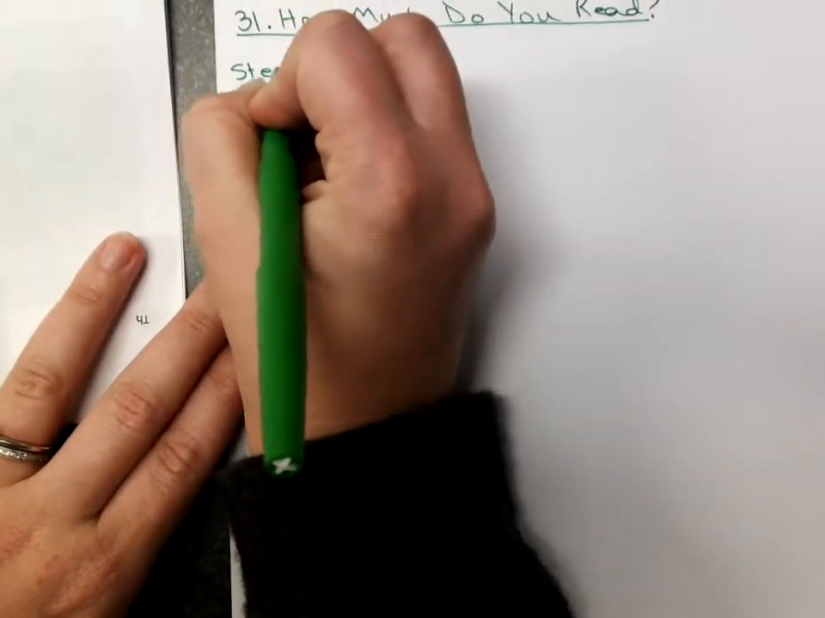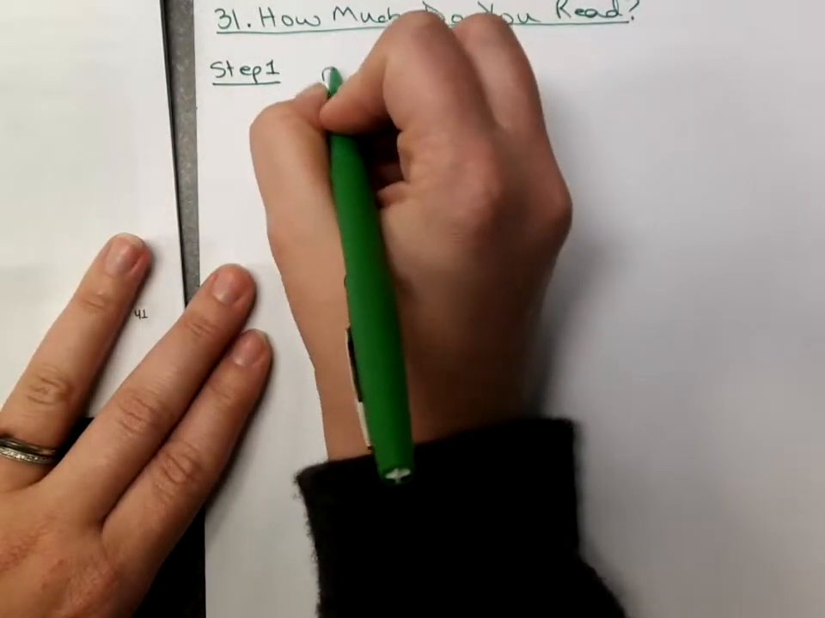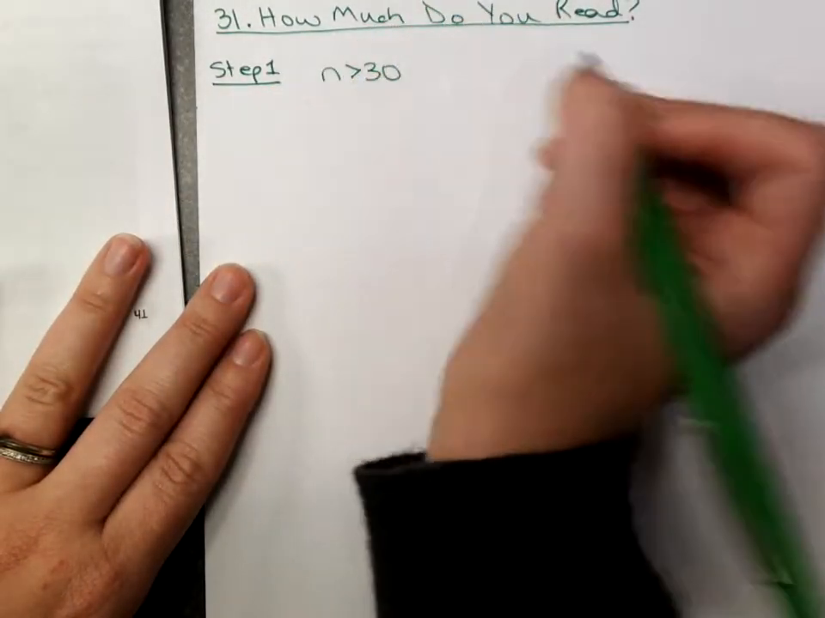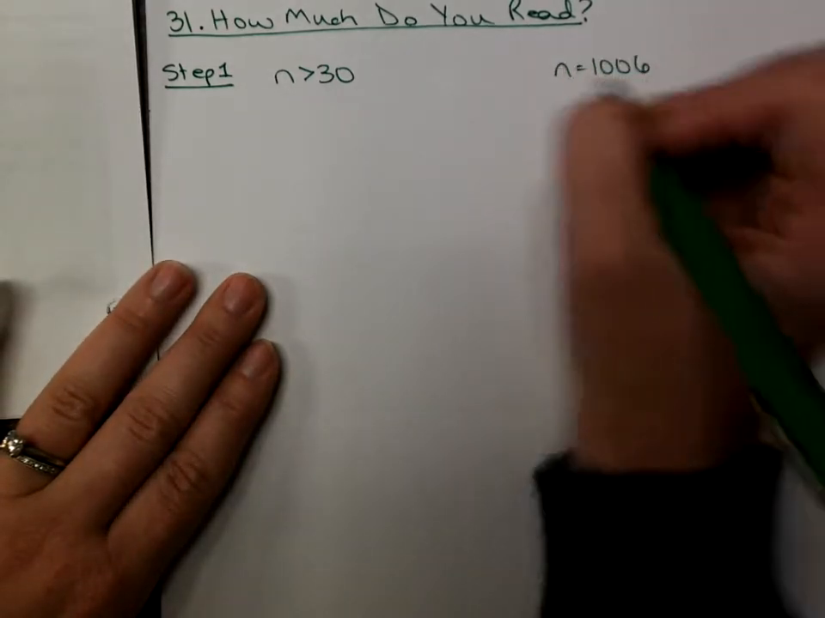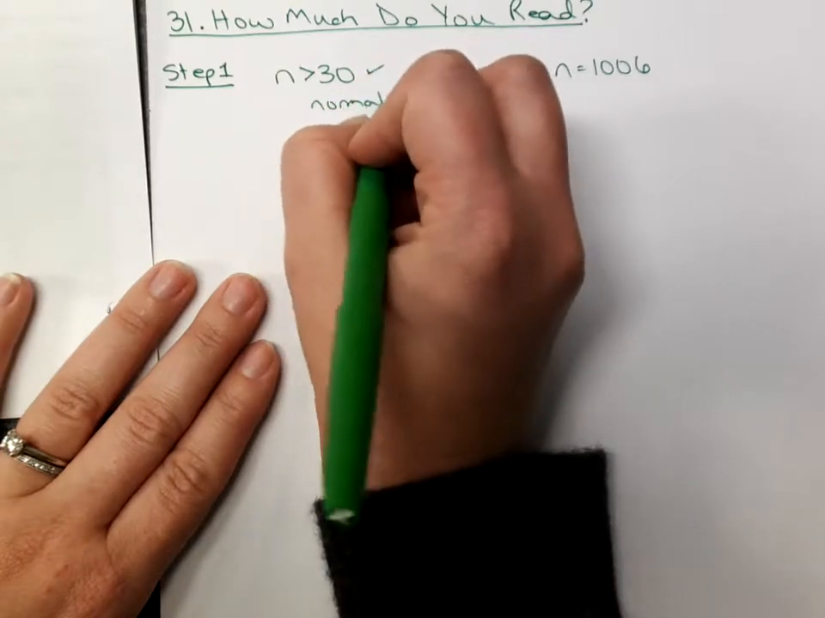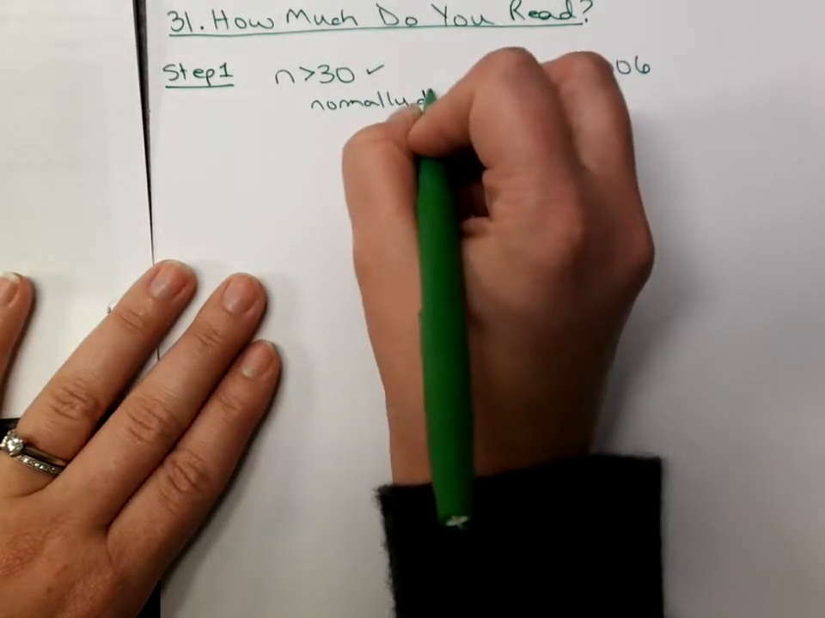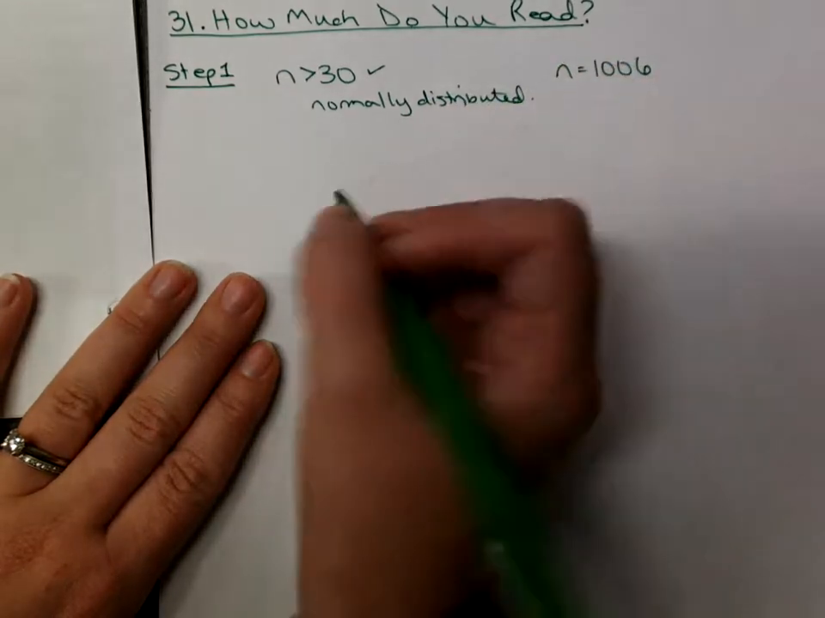Step 1 is to always check your assumptions. N is greater than 30 in this situation because N is 1,006. So that's all we have to do to say that this sample can be normally distributed. So step 1 was easy.